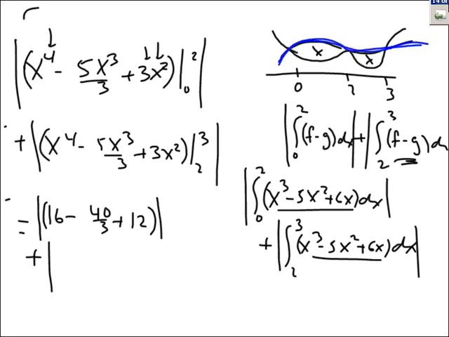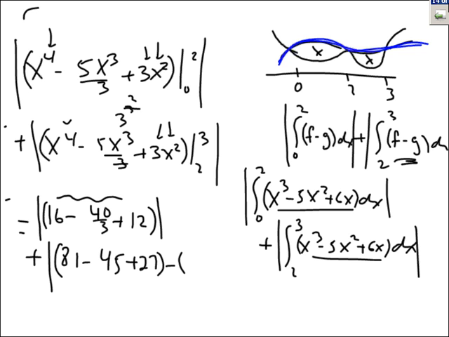Plus the second result. When I plug in 3, I get 81 minus... When I plug 3 in, I'll have 3 cubed, and one of them will kill off the 3 in the bottom. So it's really 3 squared, 9 times 5. Plus 3 squared times 3 is 27. Minus, now I plug 2 in. But we just plugged 2 in. It's this. We just did it.